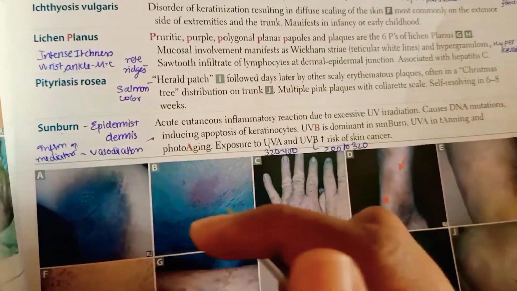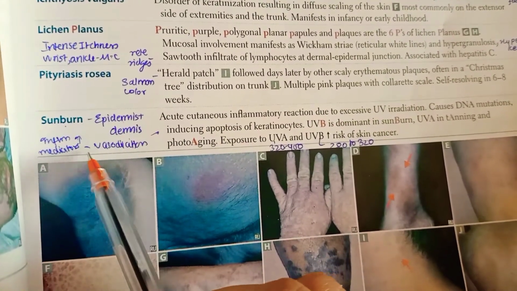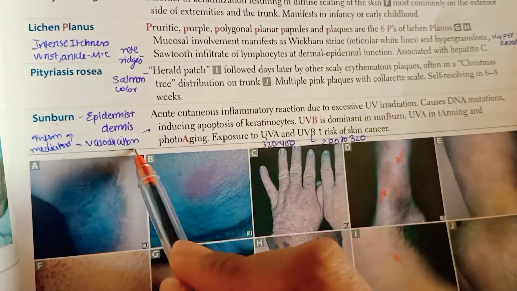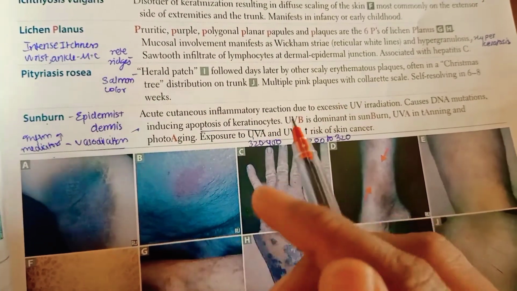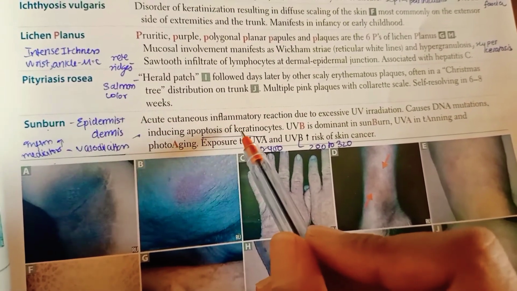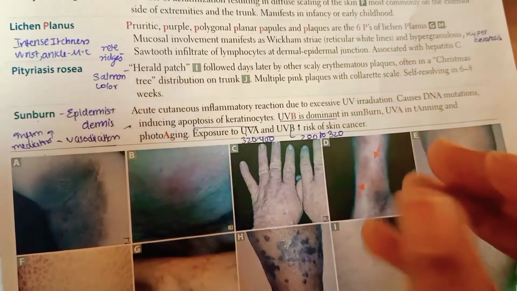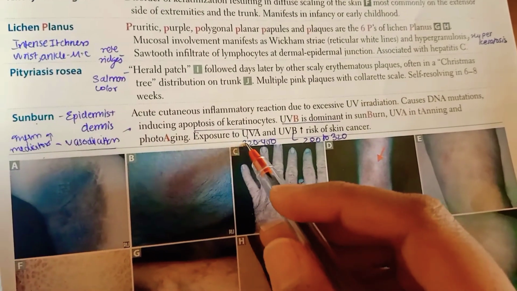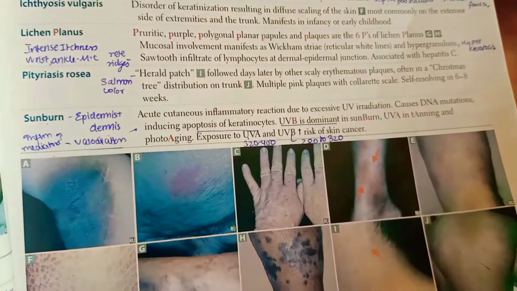Next, sunburn. Sunburn, you know, always involves the epidermis and dermis. It is because of inflammation. Increase of inflammatory mediators will lead to vasodilation. That will lead to apoptosis of keratinocytes, which is very important. It is acute cutaneous inflammation due to UV radiation, and UVB is dominant in sunburn. UVA is only for tanning and photoaging.